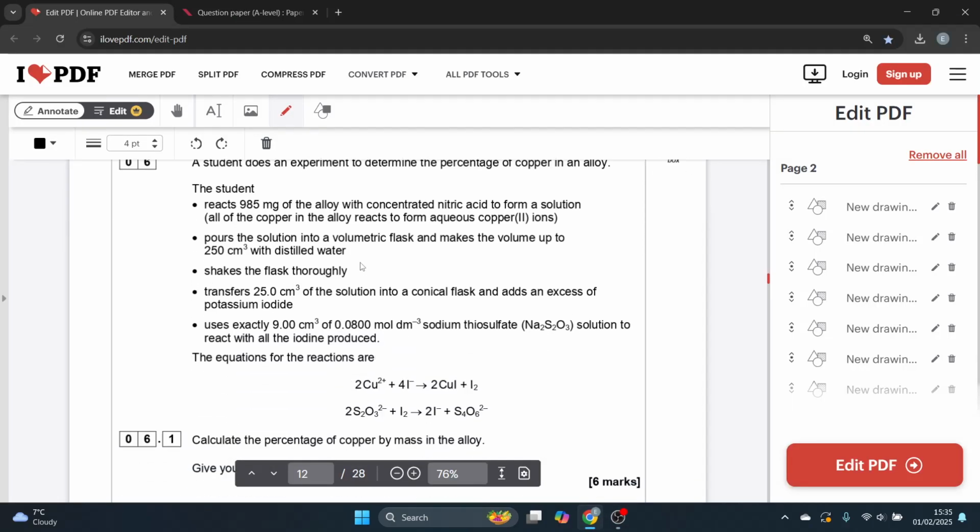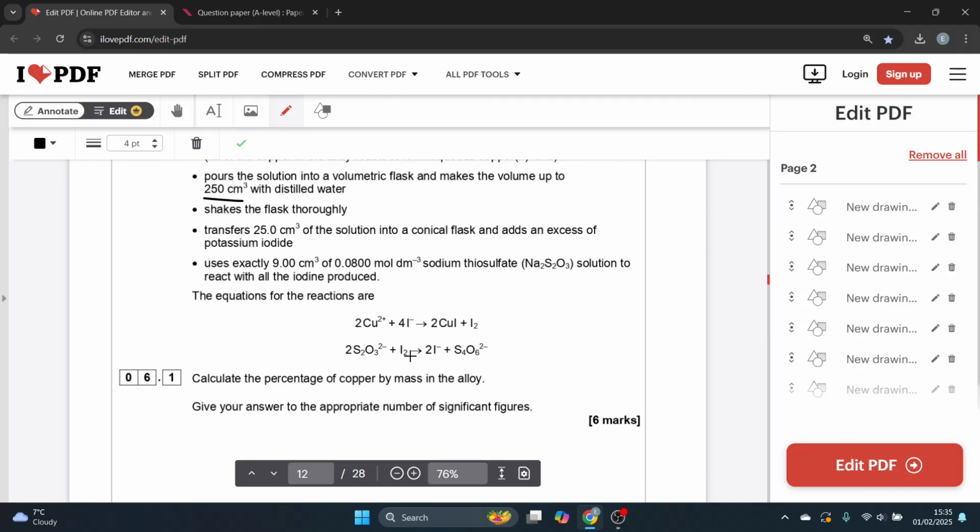So I know to react this much alloy with concentrated nitric acid to form a solution. Pour the solution into a volumetric flask, make the volume up to this much. Transfer 25 into a conical flask, add excess potassium iodide, use exactly this much sodium thiosulfate. Okay. Calculate percentage of copper by mass in the alloy.